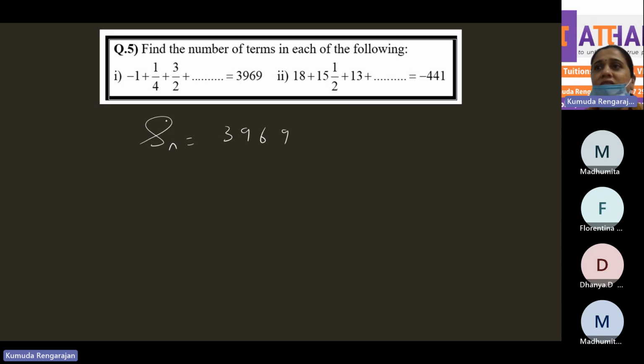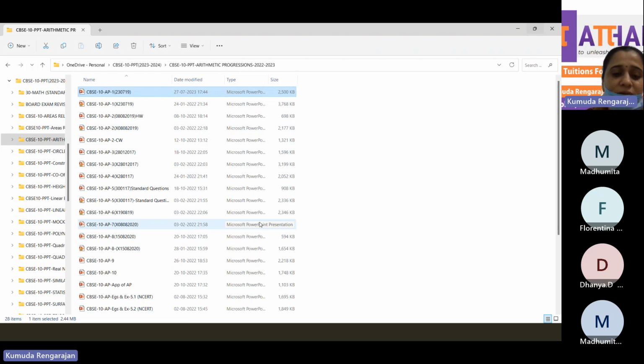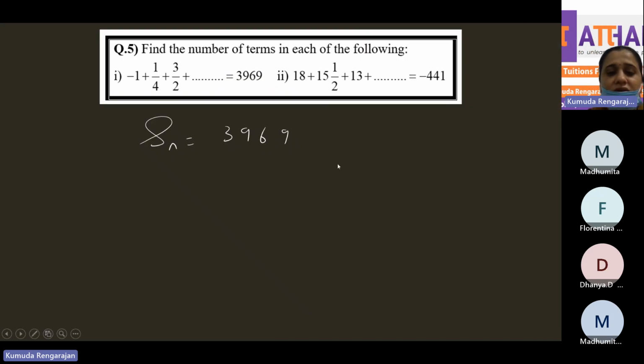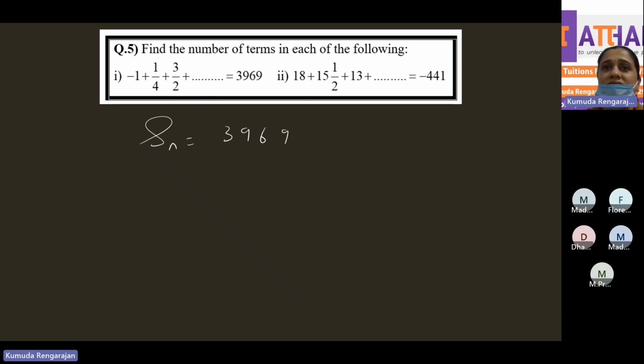The sum of the first how many terms, we don't know. That's why Sn. If it was a sum of the first 20 terms, we would write S20 is equal to 3969. If it is a sum of the first 30 terms, we'll write S30 is equal to 3969. Now we do not know the sum of how many terms is 3969. So Sn is equal to 3969.